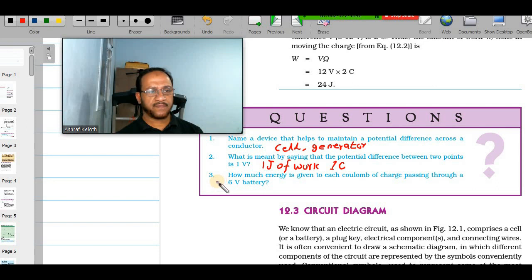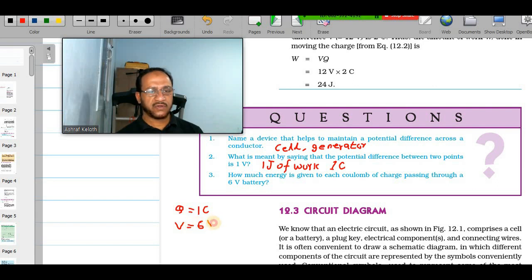Question number 3 here. How much energy is given to each coulomb of charge passing through a 6 volt battery? What are the given values? Q is equal to 1 coulomb, each coulomb means Q equal to 1 coulomb. Then what is given? V is equal to 6 volt. Potential difference is equal to 6 volt.